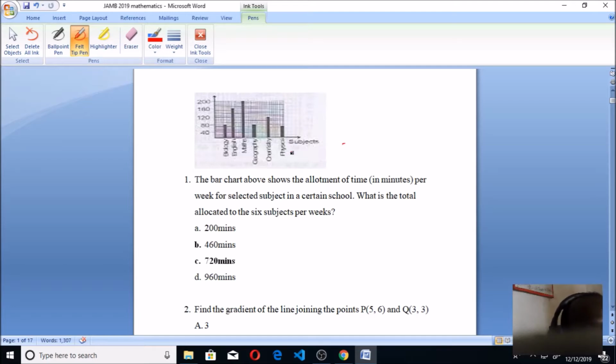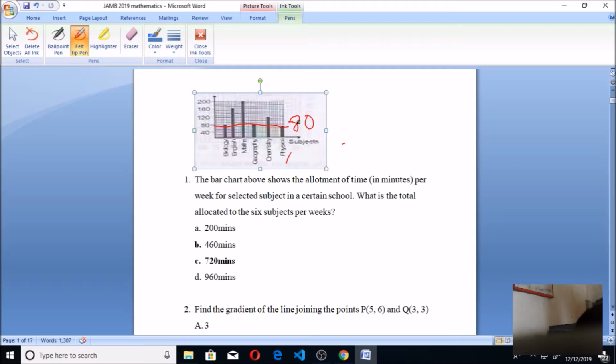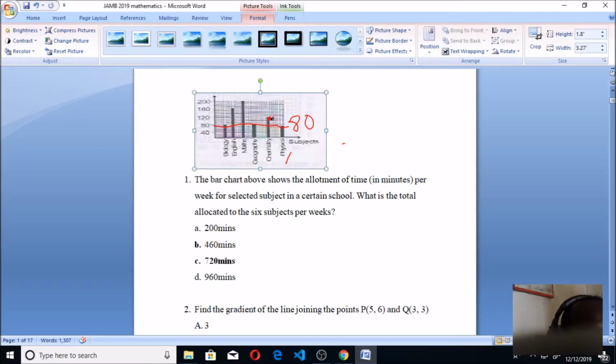We can see that this is physics, and physics is given the time of 80 minutes. If you check from here and take it down here, you see that physics is actually 80 minutes. Now we'll talk about chemistry. You can see chemistry here is 120. Then we'll talk about geography. You can see that it is 80 here. So geography is 80. Then we'll talk about mathematics.